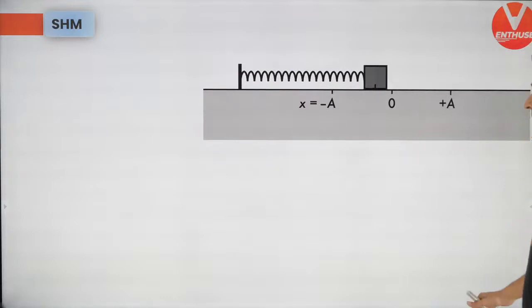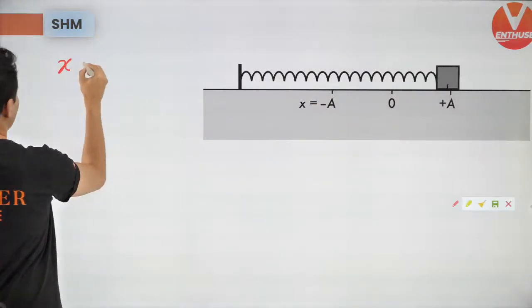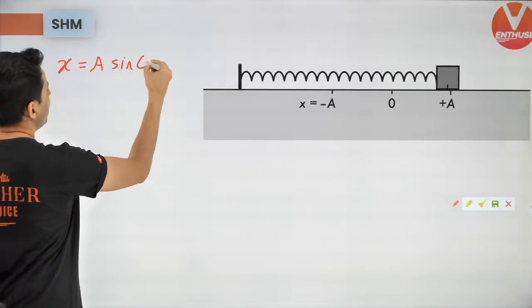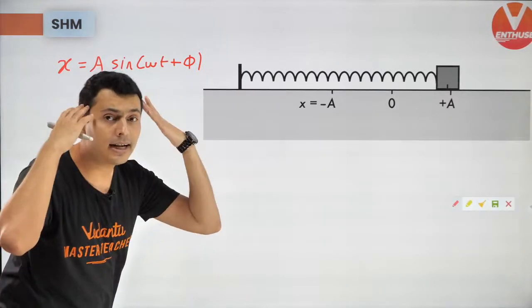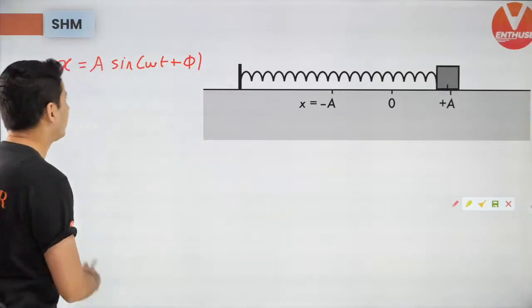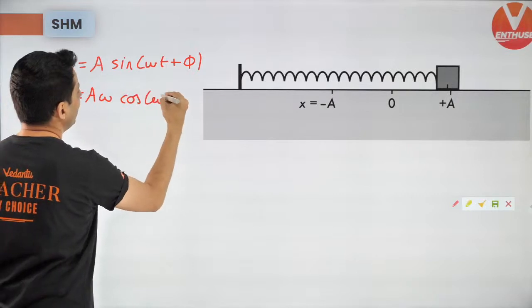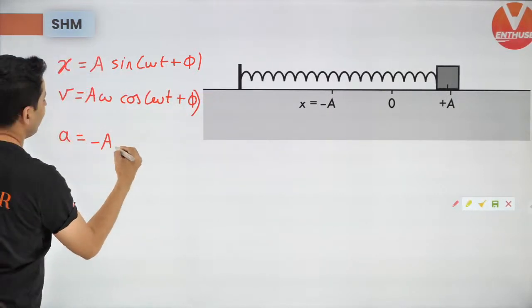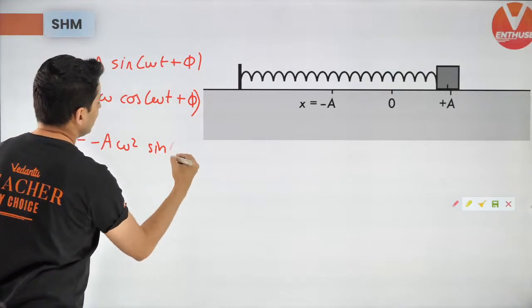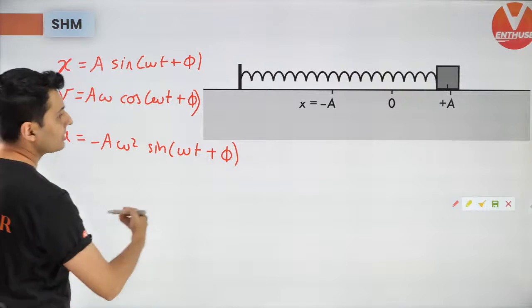Let's do SHM. SHM equations are, quickly, let's do this. x is A sin omega t. Come on, keep writing with me. Keep saying it in your head 10 times, 20 times. Velocity is A omega cos(omega t plus phi). Come on. Acceleration is minus A omega square sin(omega t plus phi). Okay, next up.